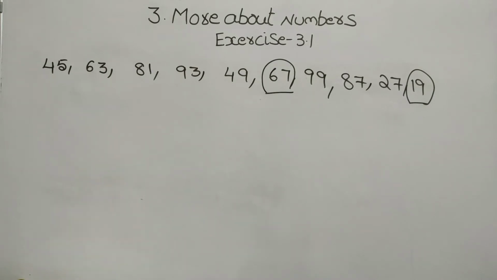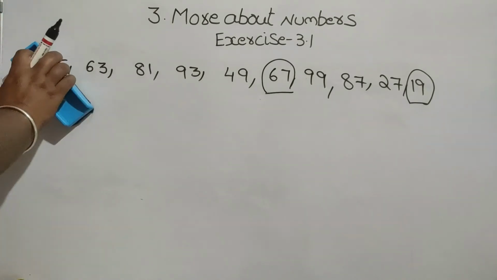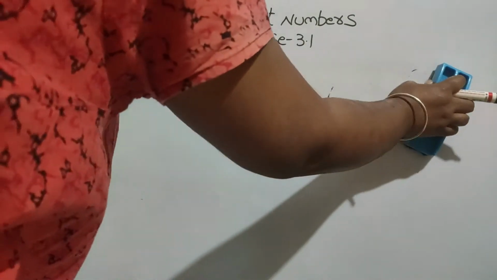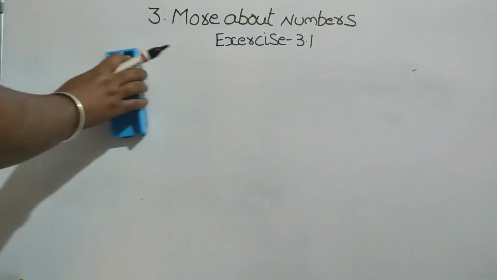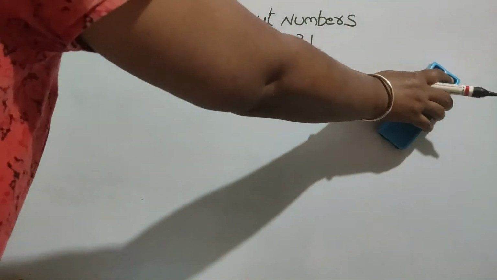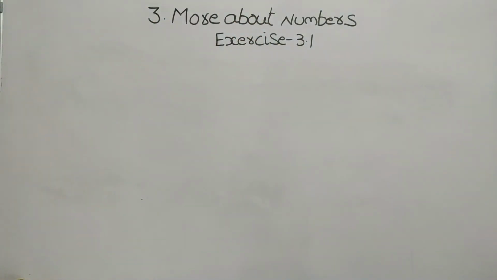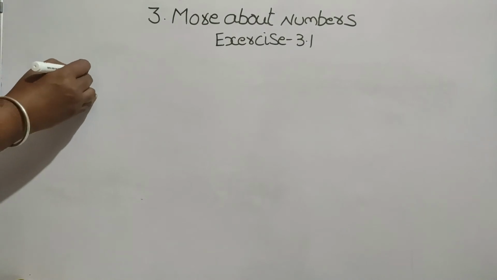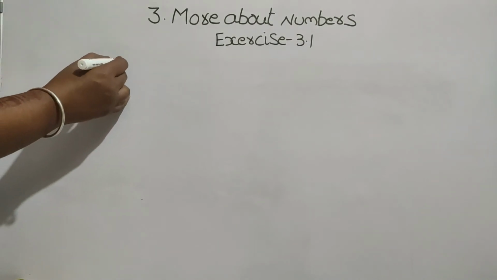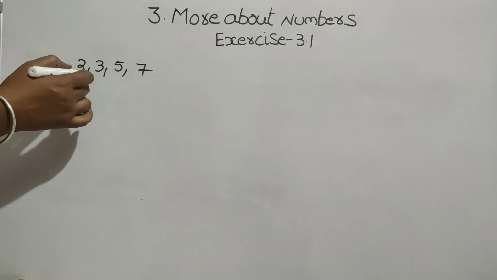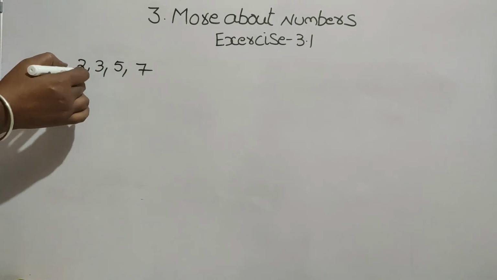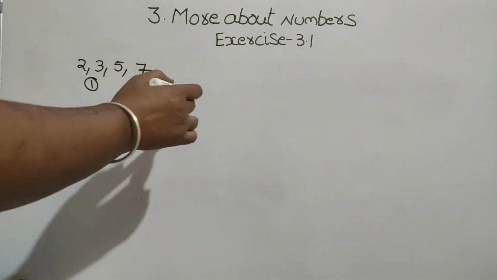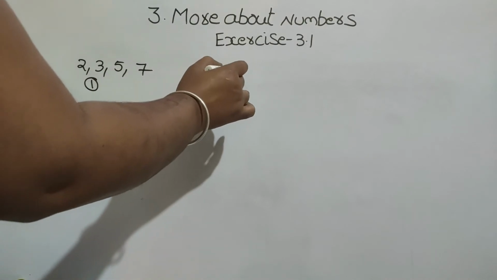Next question. Find two prime numbers whose difference is 1. That means two consecutive natural numbers which are prime numbers. Prime numbers start with 2, 3, 5, 7. So the difference of 3 and 2 is 1. So two prime numbers whose difference is 1 are 2 and 3.